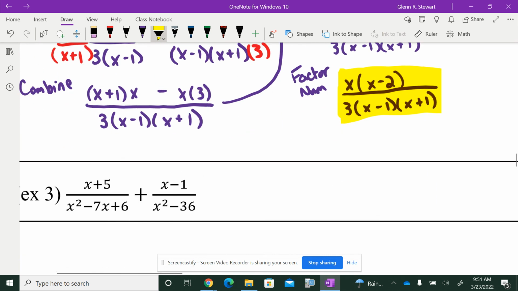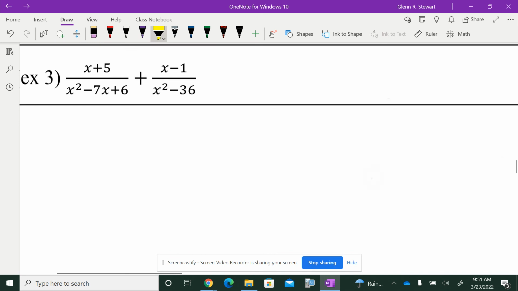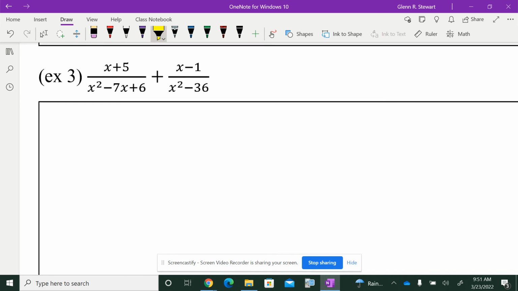All right. Example number 3. Last example for today. X plus 5 over the x squared minus 7x plus 6, and then so forth. Let's go ahead and factor. See if you can factor.